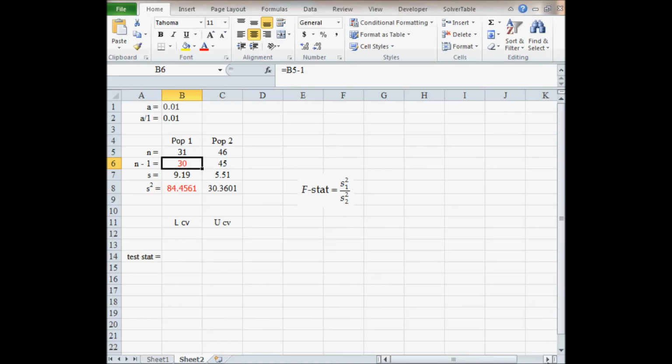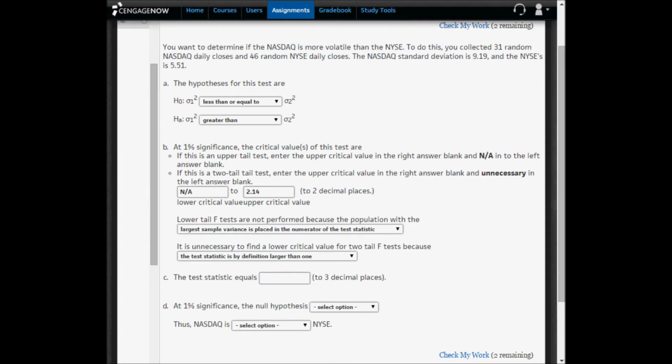Going back to the Excel spreadsheet, the F statistic is the ratio of the bigger variance and the smaller variance. So here it is, 2.7818. Copy that into CengageNOW. We only need 2 decimal places, so 2.7818 becomes 2.78. Our test statistic is bigger than the upper critical value, which means we can accept the alternative hypothesis and reject the null. So the null can be rejected.